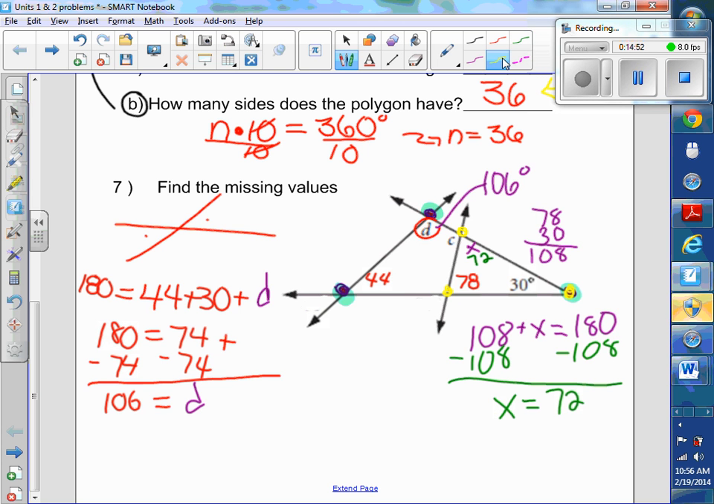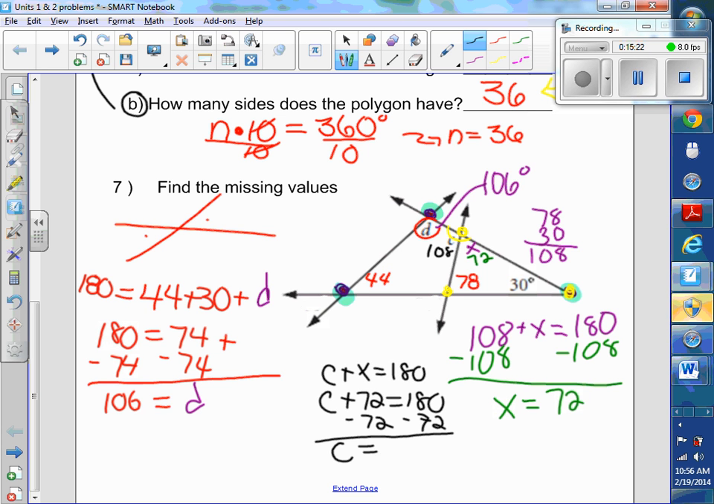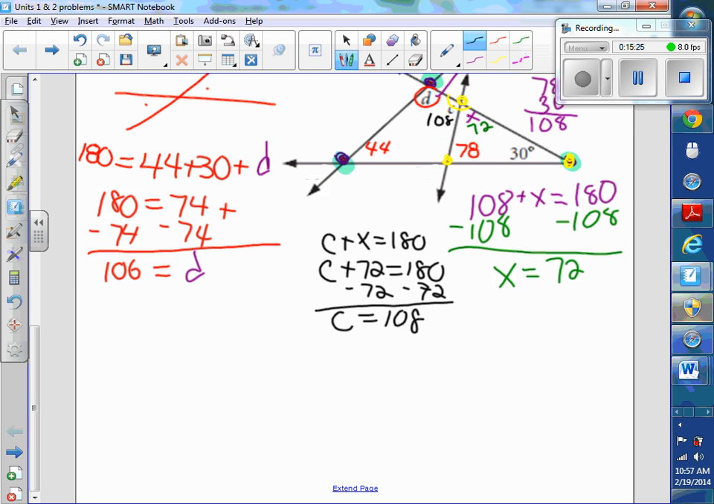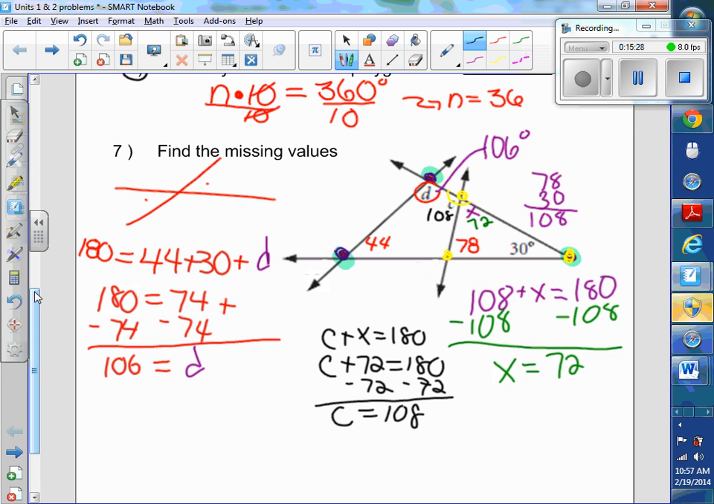And then this makes us a line, right? And a line always has how many degrees? 180. So C has to be 108, because C and x together have to equal 180 because they form a straight angle. And we already know x is 72. So if we subtract 72, we get C is 108. Okay, so far?